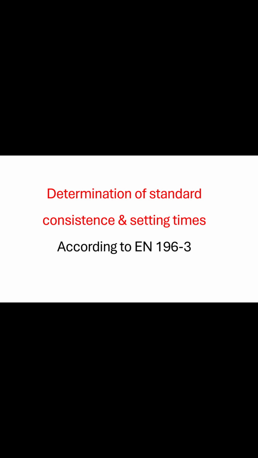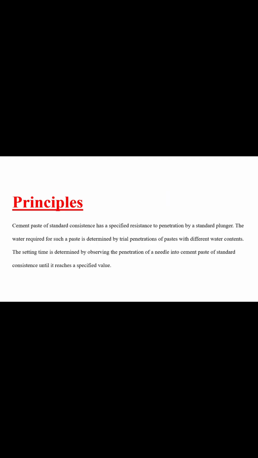Welcome to new video. We will explain in this video determination of standard consistence and setting times according to EN 196-3. Principle. Cement paste of standard consistence has a specified resistance to penetration by a standard plunger. The water required for such a paste is determined by trial penetrations of pastes with different water contents. The setting time is determined by observing the penetration of a needle into cement paste of standard consistence until it reaches a specified value.